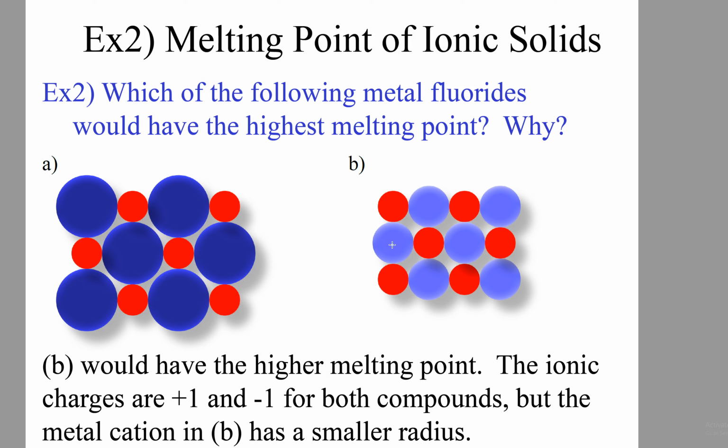So if I try to melt these two things down, one of them is going to be at a higher temperature than the other, B specifically.